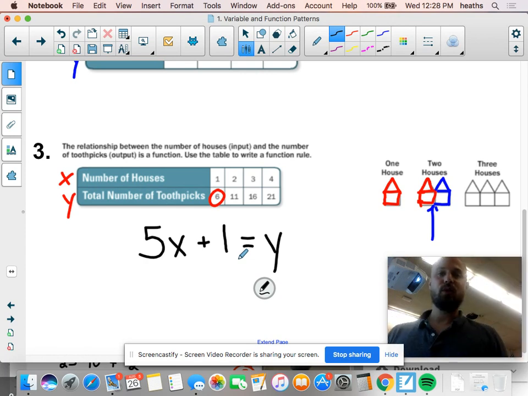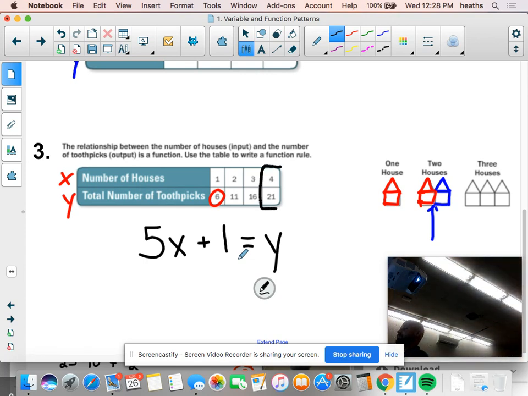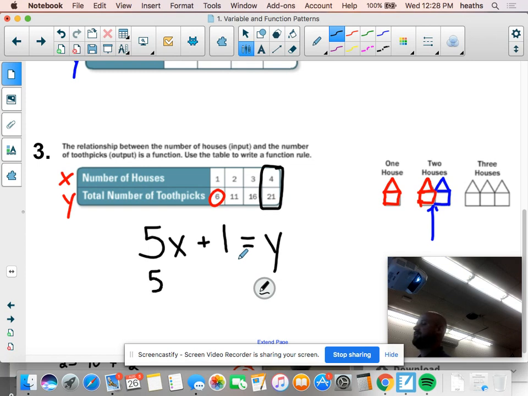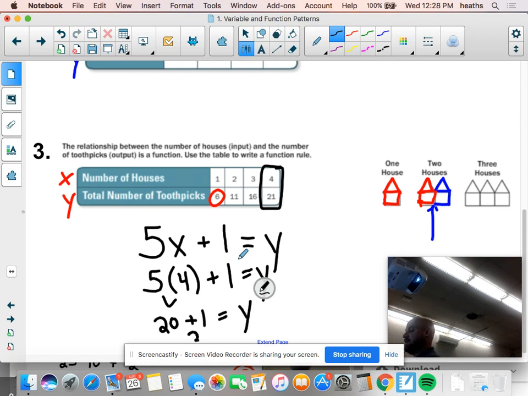So let's just go with this one as an example. Let's plug this in. So 5 times the number of houses. So let's do 5 times 4 houses. We're going to account for that 1 extra toothpick at the beginning equals y. 5 times 4 is 20 plus 1 equals y. 20 plus 1 is 21. And hey, look at that. It matches exactly what our chart says.